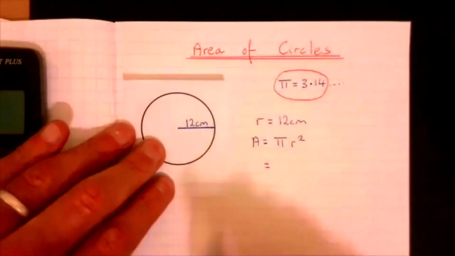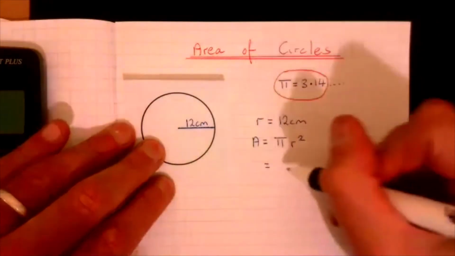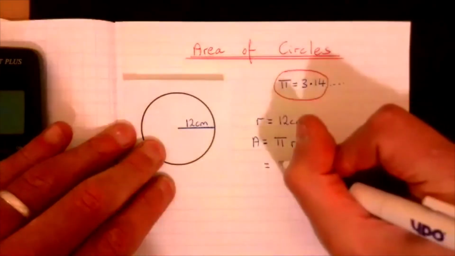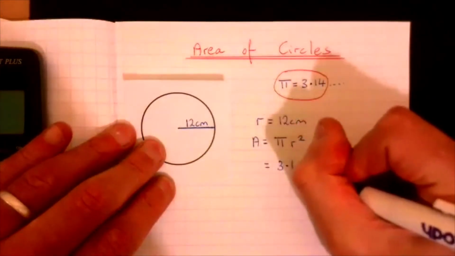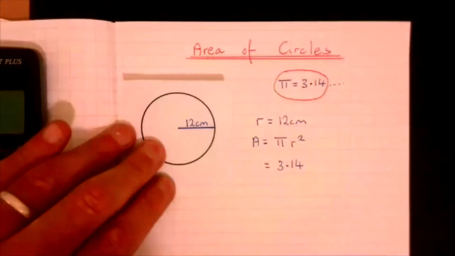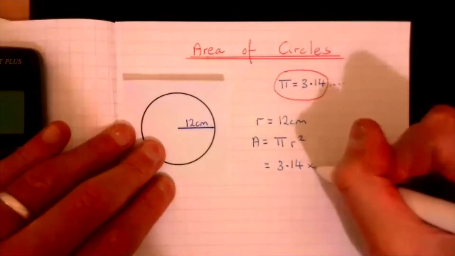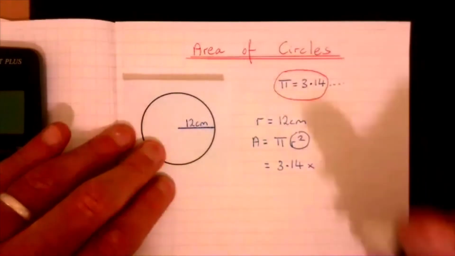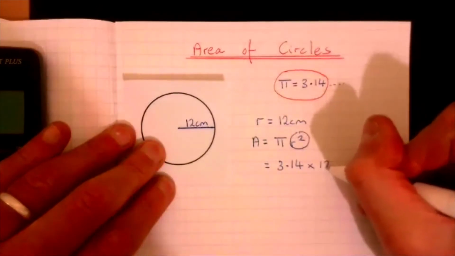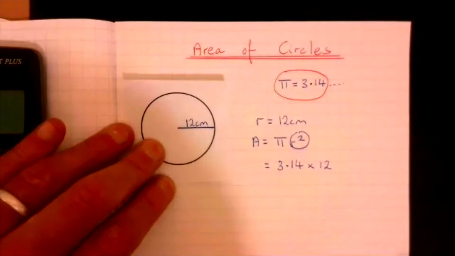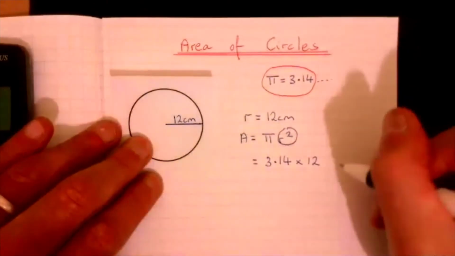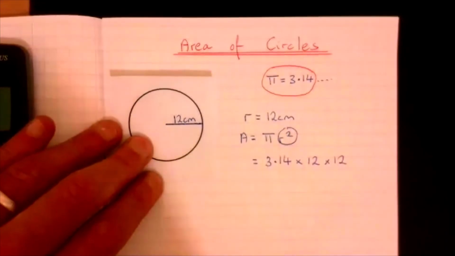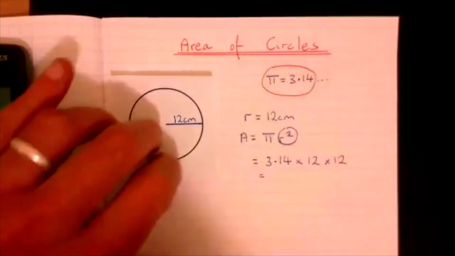So the area of this circle just here will be equal to, so you can use the pi button on your calculator, but if you've got a more basic calculator, we're just going to do this. I'm going to multiply. Now this bit means 12 squared. When you square a number, it means multiply it by itself. So we're going to do that. And then we're just going to pop that into our calculator.